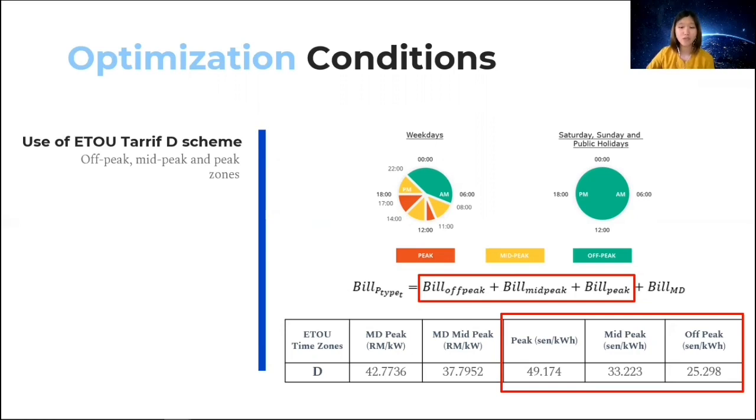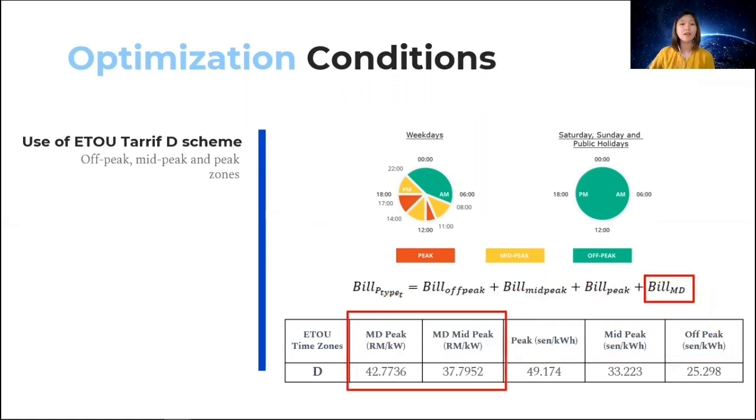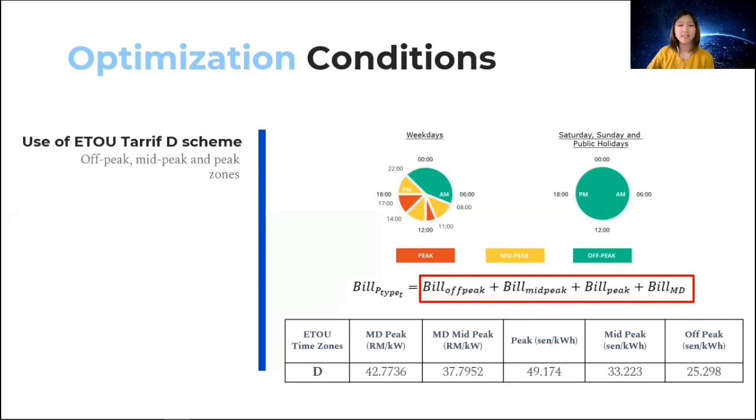Aside from this, the total electricity bill also constitutes one other component, which is the maximum demand cost. The maximum demand is the maximum electrical power demand logged in a month. Hence, since maximum demand cost will increase 13% if it falls during the peak region, installation of a solar or battery may be able to flatten the sharp peaks and ensure the maximum demand occurs in the mid-peak region. With this, the total electricity bill under the ETOU scheme is the summation of bills in the off-peak, mid-peak, peak time zones, and maximum demand cost.